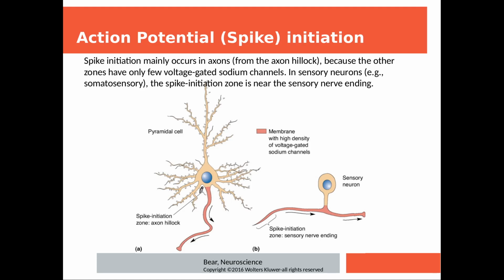Well, action potentials often start at a special part of the axon close to the cell body, called the axon hillock, the root of the axon. And this is where there are the most voltage-gated sodium channels. So it allows the action potential to be initiated because it rises faster than the other parts of the cell.